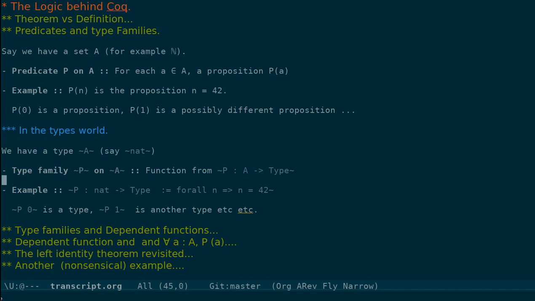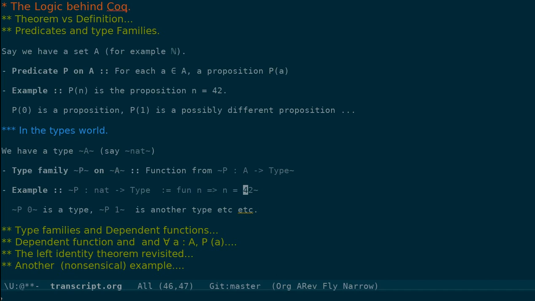So a predicate on A corresponds to a type family, which is nothing but a function from A to type. For example, if you look at the previous proposition that we talked about, we can consider P as a function from NAT to type. It's a function which takes n to the type n equal to 42. Recall that 2 equal to 3, 2 equal to 2, these are all types. Similarly, n equal to 42 is a type.